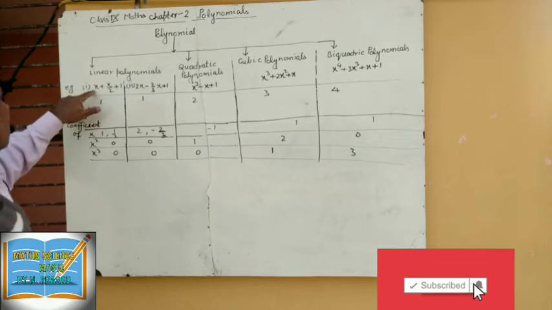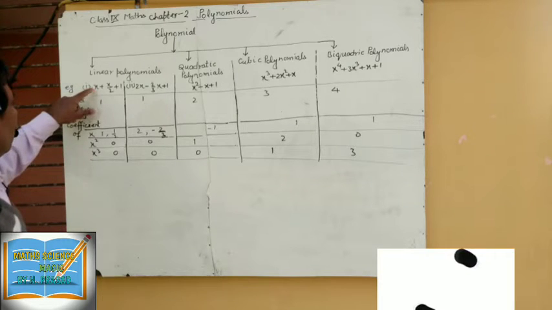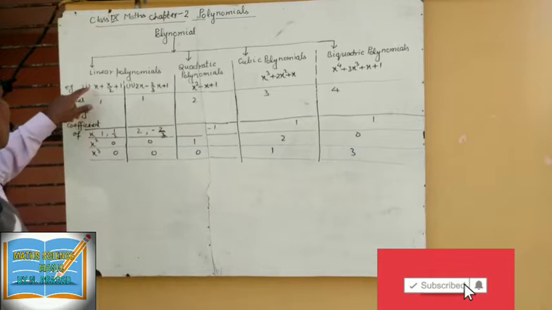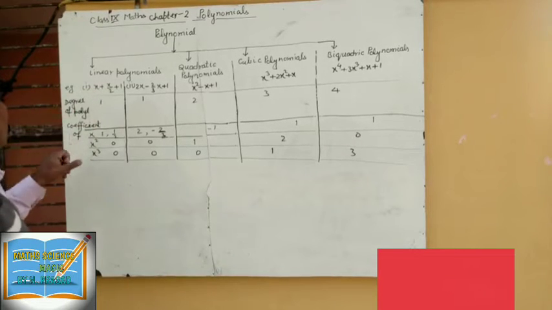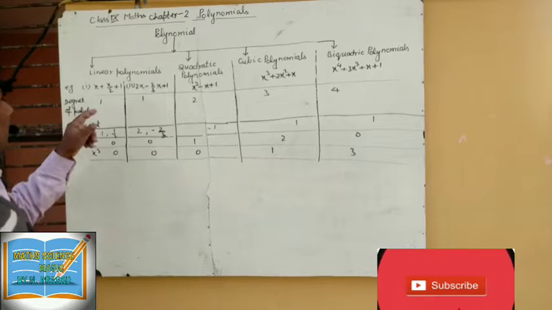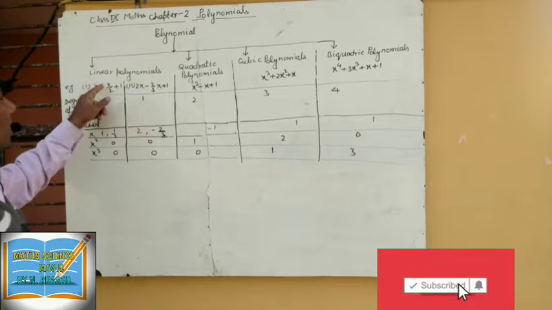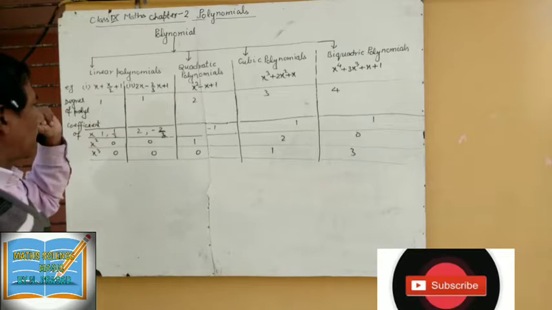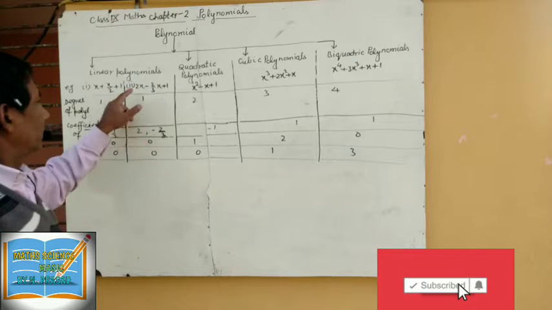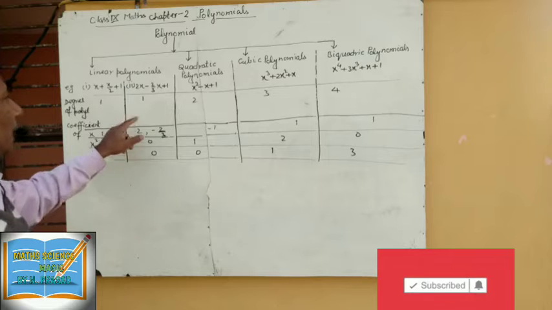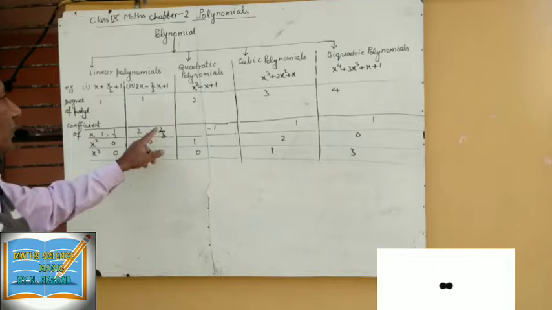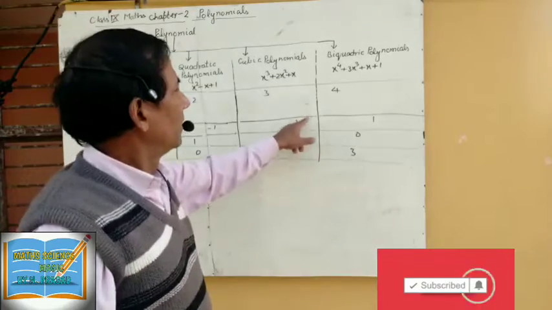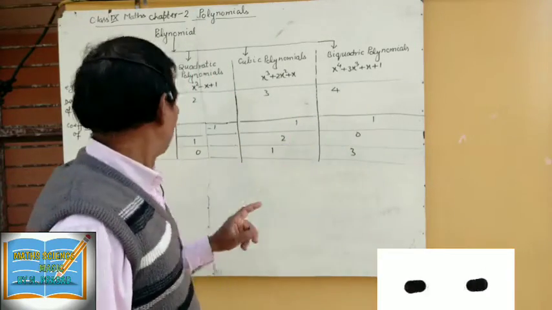All linear polynomials have 1. No need to write 1. See, here 1 is only written. 1 is multiplied by x, then x will come, hence 1 is the coefficient of x. And this x is multiplied by 1 by 2, that's why 1 by 2 is the coefficient of this x. This x coefficient is 2, and this x coefficient is minus 3 by 2, here x coefficient is minus 1, here x coefficient is 1, here x coefficient is 1 also.